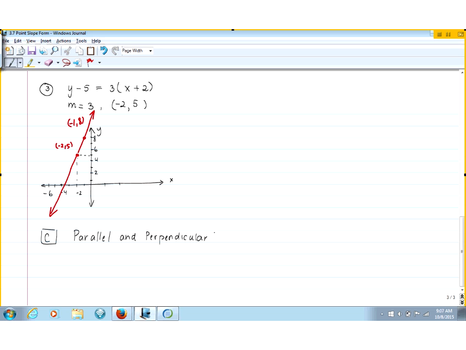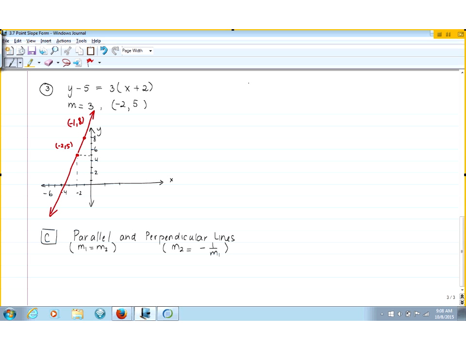So when are two lines parallel? Slopes are the same. When are two lines perpendicular? Slopes are negative reciprocals. So parallel means m1 is equal to m2, remember? And perpendicular just means m2 is -1 over m1. Negative reciprocal. Their slopes are negative reciprocals. All right.